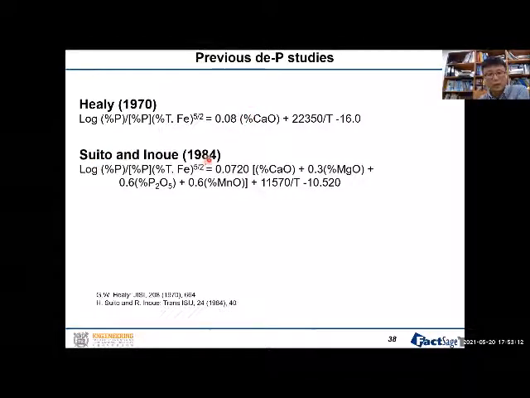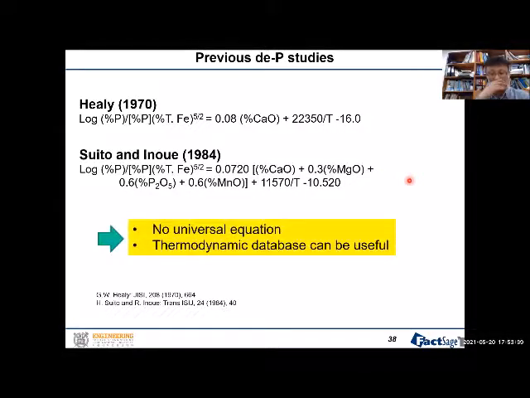And Suito and Inoue, who was in the University of Tokyo, suggested another equation like this: phosphorus in slag divided by phosphorus in the metal. So phosphorus distribution between the slag and the metal can have this relationship with the different slag components now, CaO, MgO, P2O5, MnO. But you don't see SiO2, you don't see Al2O3, you don't see other species, yeah? So there's no universal equation. So if we have a good thermodynamic database, we can expand this one further.